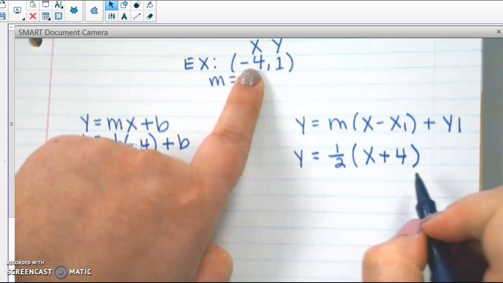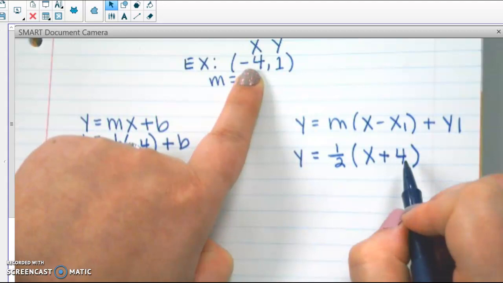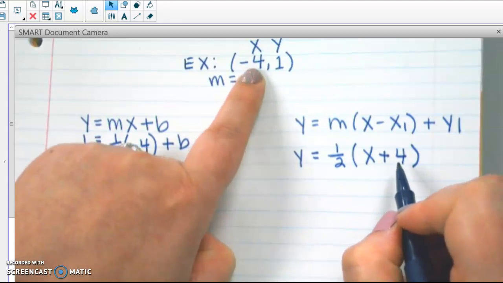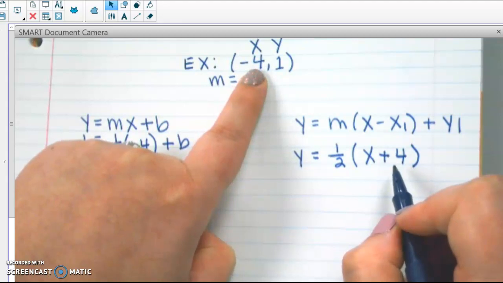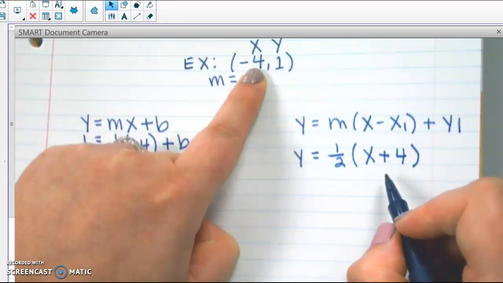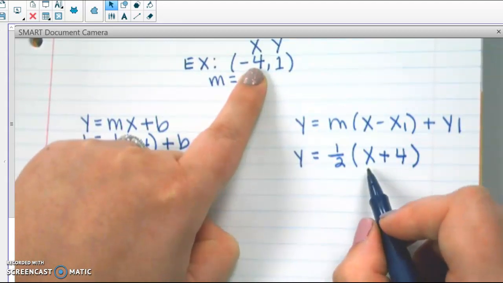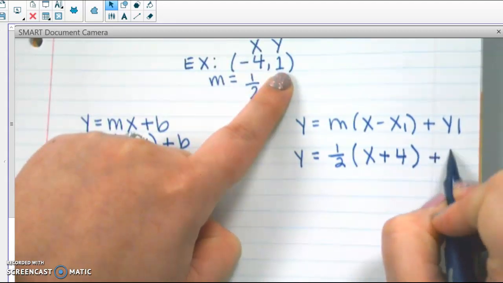And that's what I'm talking about. You're going to start to notice that whatever you put in the parentheses with x is going to look opposite from the x in the point. So in the first example, my x number was 2, and in the equation it looked like x minus 2. This time it's -4, and my equation says x plus 4. The y is always the same. This one is still just +1.